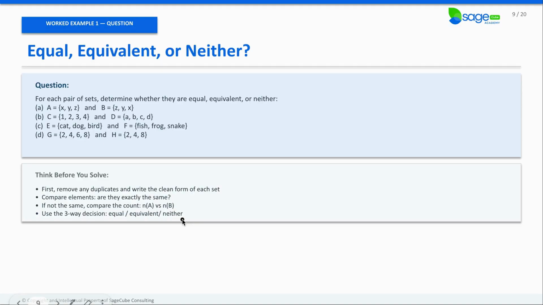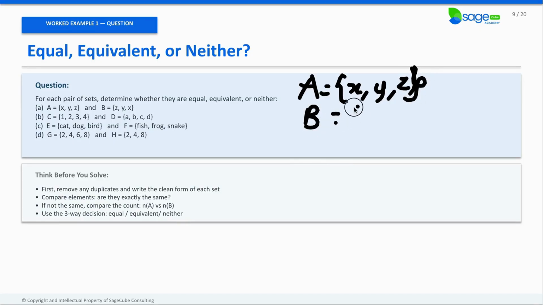Let's do this. So for A, what do we see? We see X, Y, Z, right? So A is X, Y, Z. No, let me use my curly brackets. Then for B, what do we see? Z, Y, X. Yep. So it's X, Y, Z in both. So same elements. Therefore, they are what? Equal.